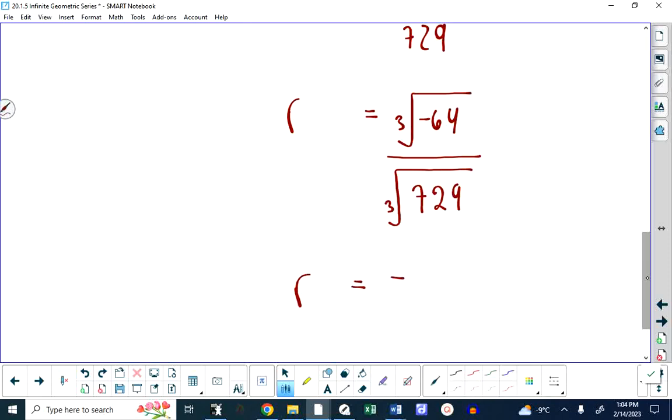What number cubed gives you 64? 4. Sure. And I'm not preventing you from using your calculator and going cube root of negative 64, but I'm getting you to think. What number cubed gives you 729? I don't think, is there one? No, there is. What is it? 9. 9 times 9 times 9 is 729. So what that means is we now know the common ratio is negative 4 ninths. Okay. Now, what do we do from here?